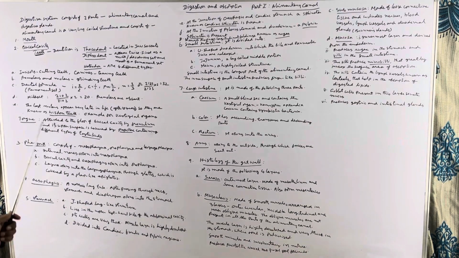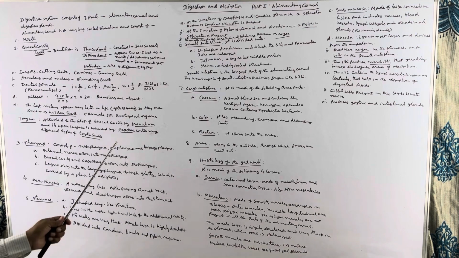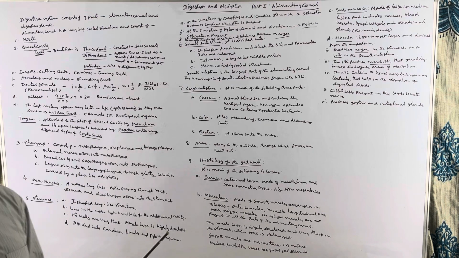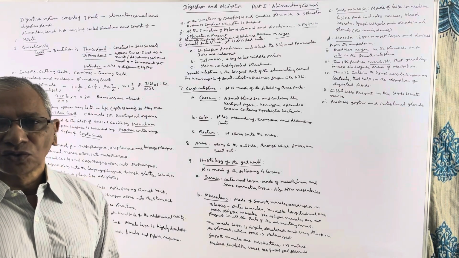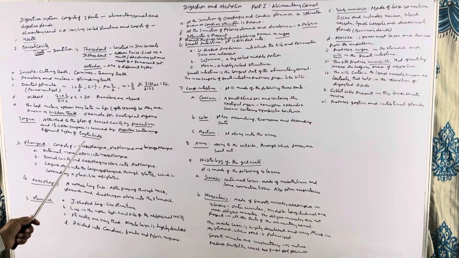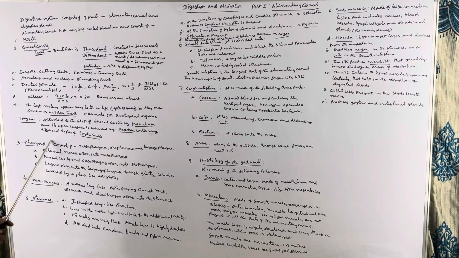Then coming to the tongue. Tongue is attached to the floor of the buccal cavity by a structure called frenulum. On the surface of the tongue, there are papillae. Papillae contain taste buds for different tastes. So, with the help of the tongue, we find out the taste of food. The buccal cavity opens into pharynx.